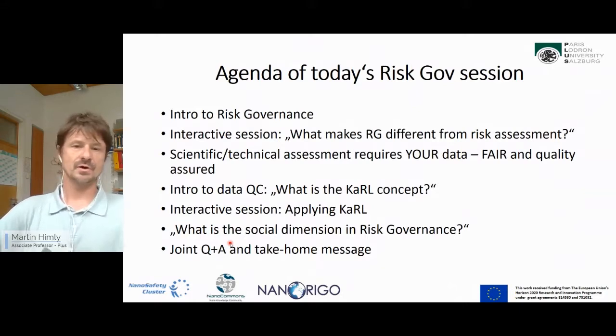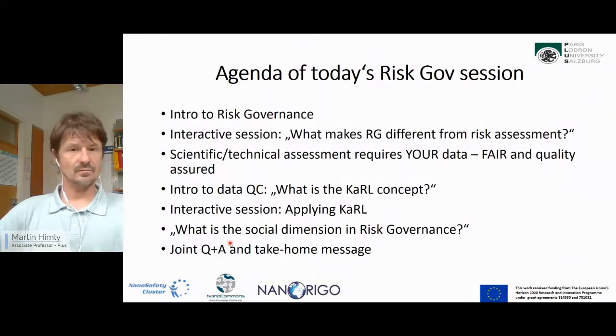And this is also going to be the topic of the KaRL concept. So we are introducing you to KaRL, a new concept which is just at the edge of emerging, and we are going to, in an interactive session, apply KaRL. Charge a couple of data sets and look at how mature these data are and how relevant the information is that we can deduce from such different data sets.